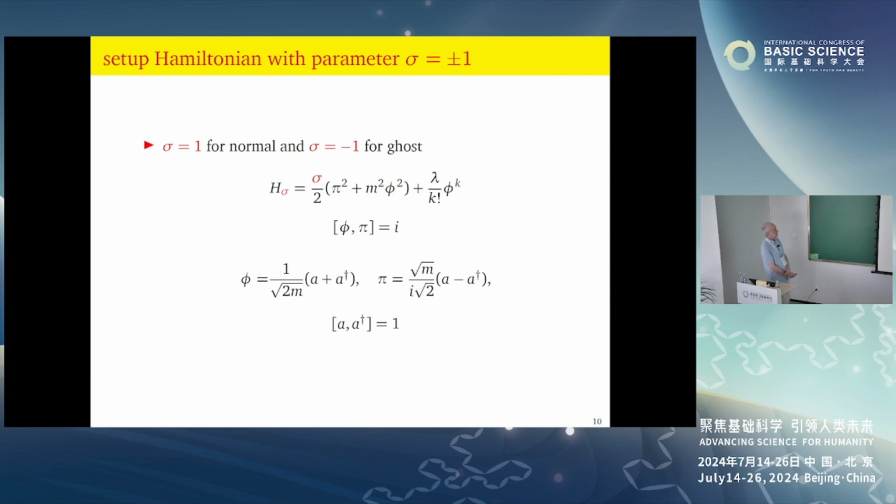So, setting up the theory, I just introduced this parameter sigma, which can be plus or minus 1. It's 1 for a normal theory and minus 1 for a ghost theory. This parameter in the Hamiltonian just shows up in one spot. It multiplies the quadratic terms in the Hamiltonian. Everything else on this slide is completely standard: these commutation relations and the relation between the original fields and the annihilation and creation operators.